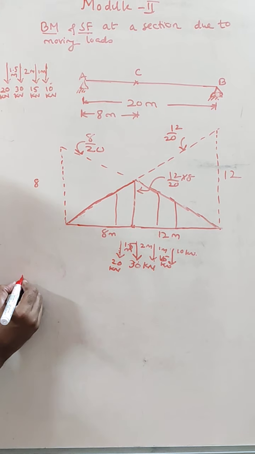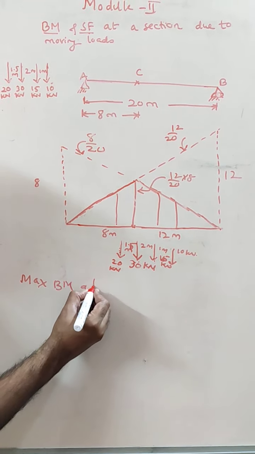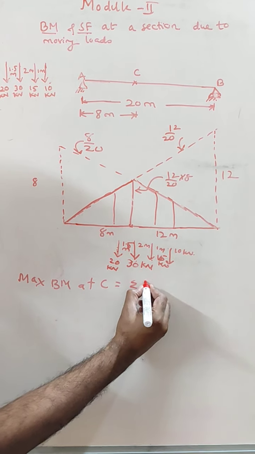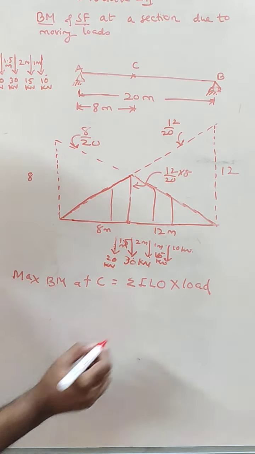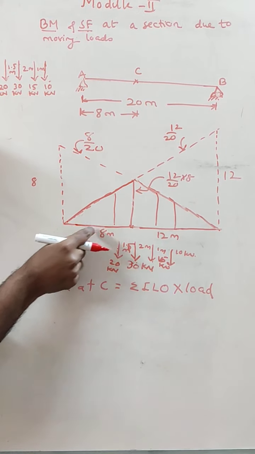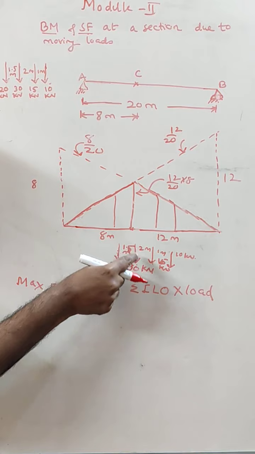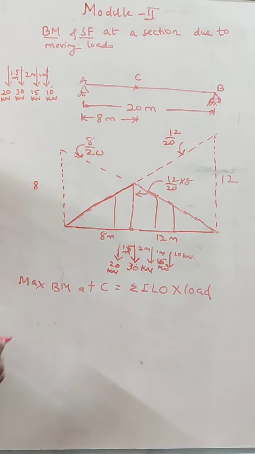So maximum bending moment at C is equal to summation influence line ordinate into load. That means what are the ordinates? This ordinate, this ordinate. So total 4 ordinates. So this ordinate into load plus this ordinate into load plus this ordinate into load plus this ordinate into load. So let us find out these ordinates.